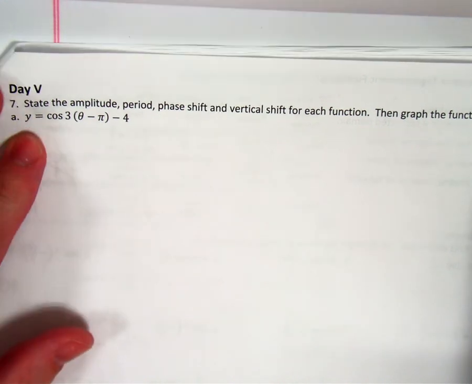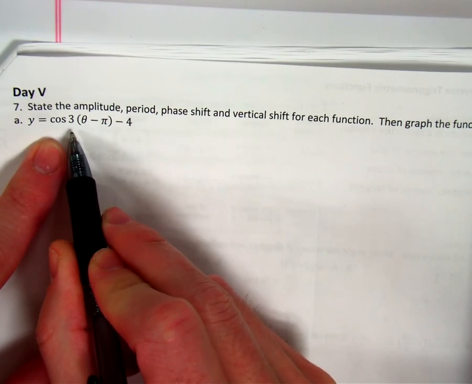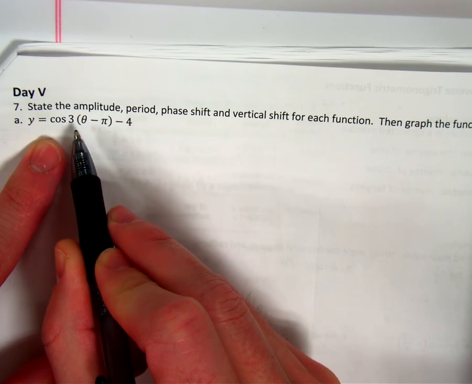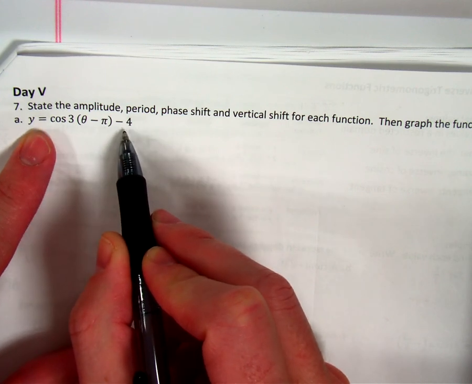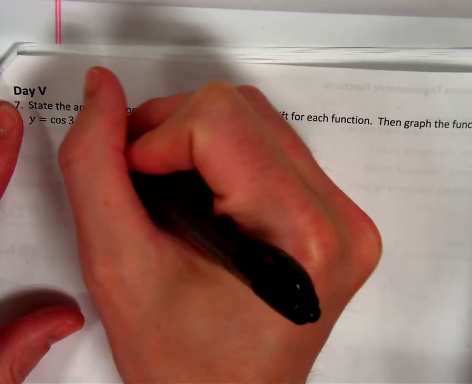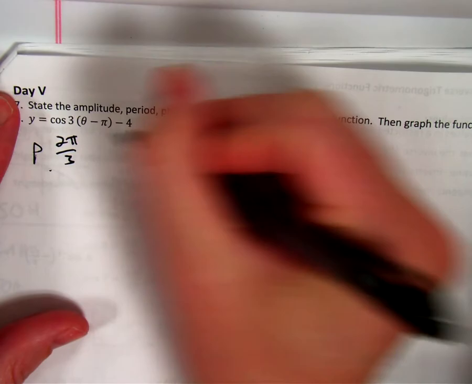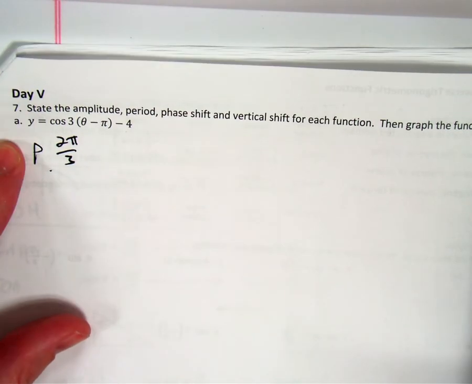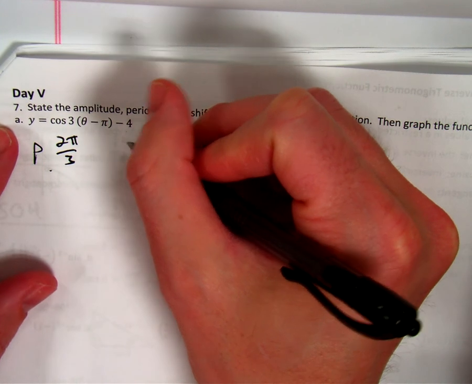All right, let's see how we did. So we have a period adjuster of 3, so it's going to be 3 times as fast. We are pi to the right and 4 down. Okay, so normal period length is 2 pi divided by 3, so this is our new period, 2 pi over 3. 4 counting numbers. Okay, we kind of did one like this the day before.